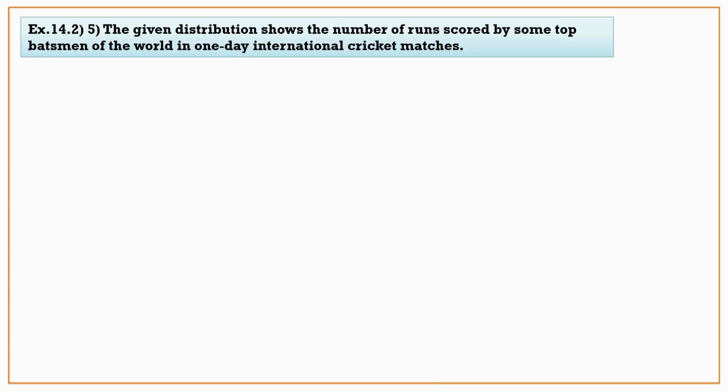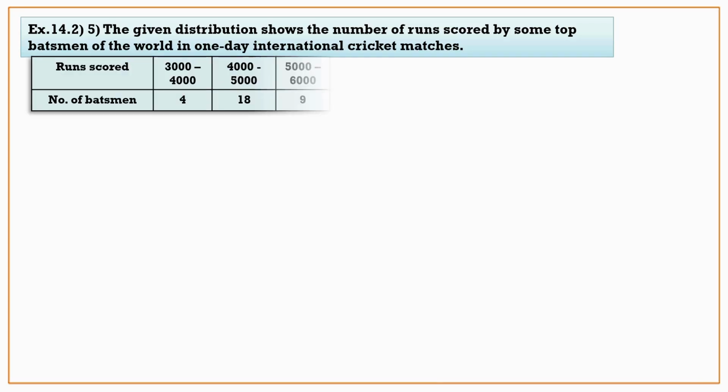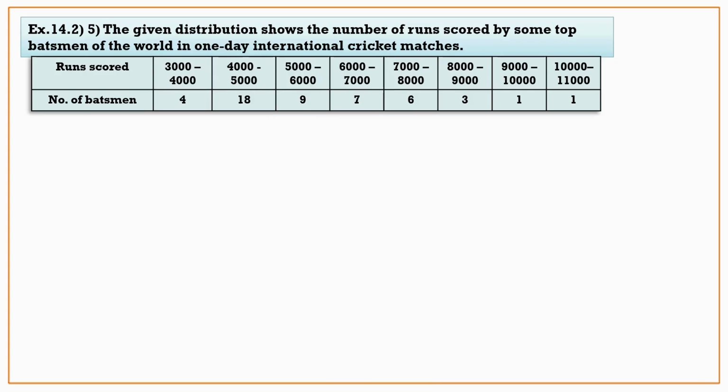Now let's take a look at the next problem. The given distribution shows the number of runs scored by some top batsmen of the world in one-day international cricket matches. So runs scored is given and number of batsmen is also given. So that is the class interval, and corresponding frequency is given. Find the mode of the data.